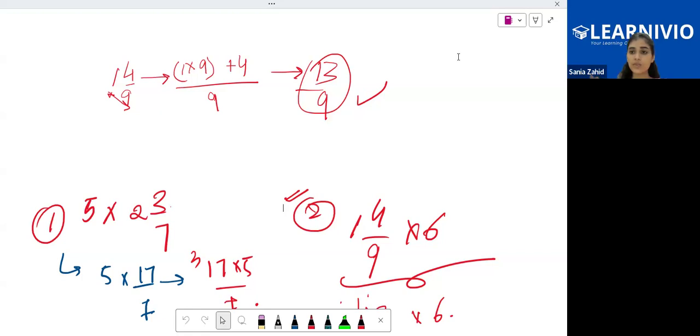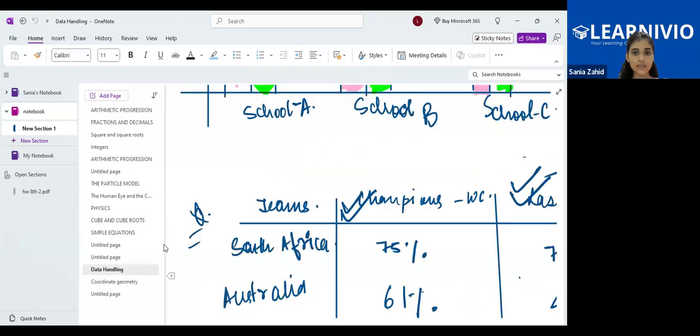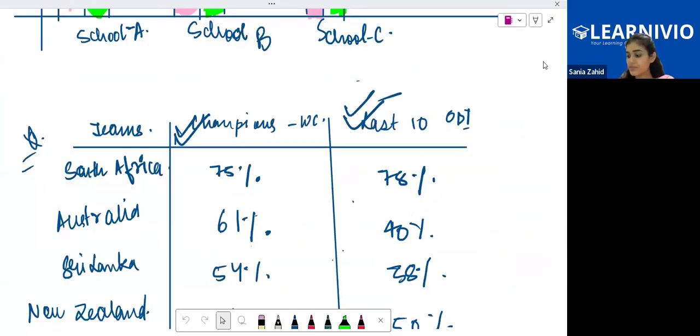Now Amar has joined. Okay, so what were we doing in our previous class? Squares and square roots, it's done. Cubes and cube roots is also done. We started with data handling. Okay. So do you guys have any doubts regarding the data handling chapter? No, ma'am. Very nice. Just give me a minute and connect.